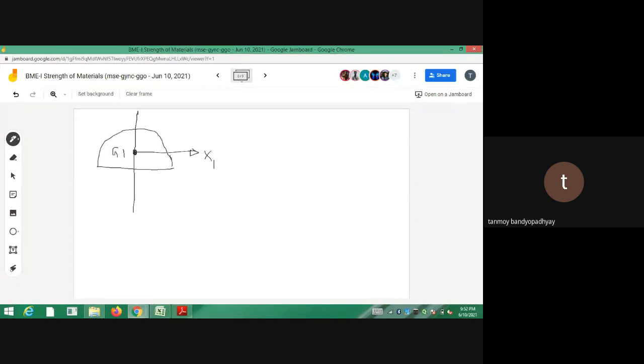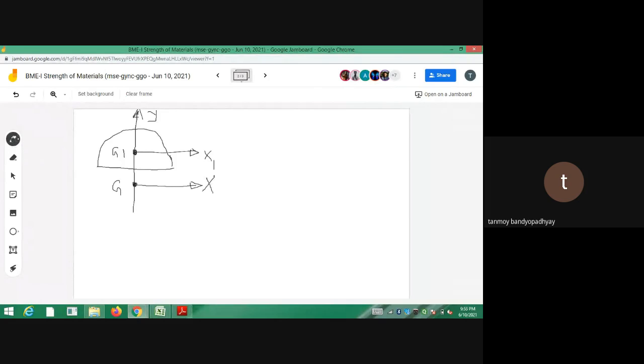Let us call it X1, and Y1. And let this be the location of the centroid, which we had already determined from the base. Let us consider an axis passing through this one. This is the X0 Y0 axis. Let X0 Y0 be the centroidal axis of the entire figure. X1 Y1 be the centroidal axis for the semicircle, and X2 Y2 be the centroidal axis for the rectangle, which we will consider later.